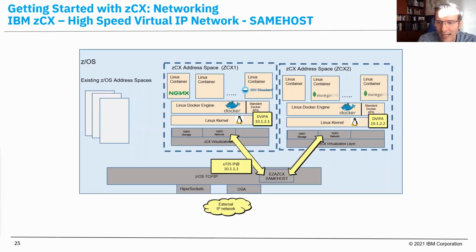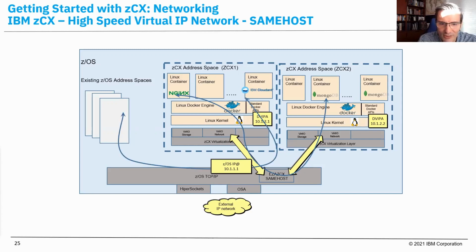You will have to define unique DVIPA addresses for each zCX appliance you want to bring up. So if I have 2 zCX appliances, I'm going to need to have 2 DVIPA addresses defined. And again, for these applications to communicate, they're just going to use these same host links to communicate.